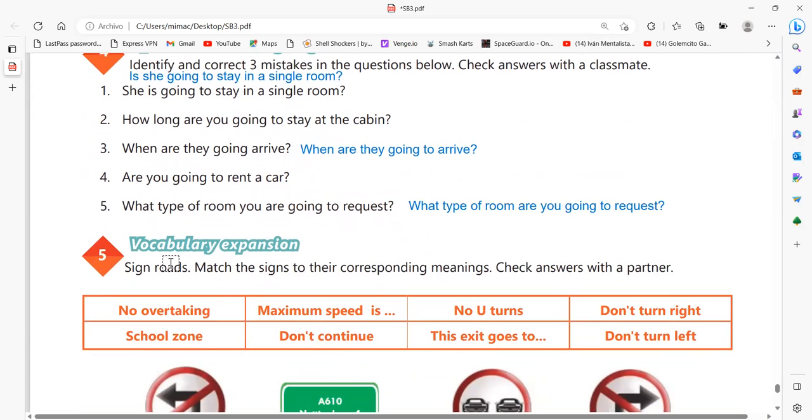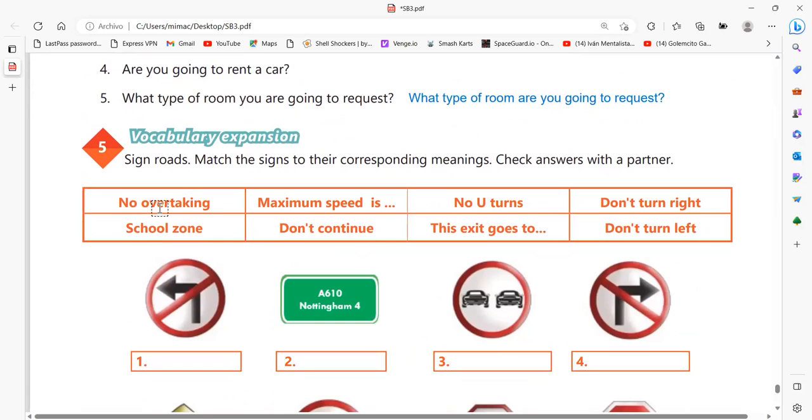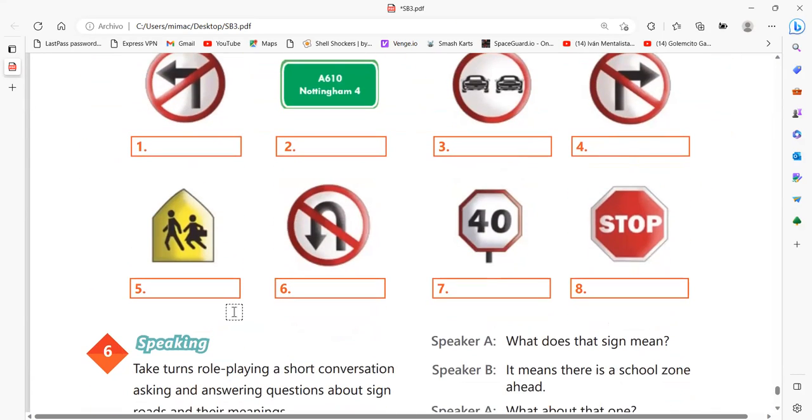Now let's expand your vocabulary. Vocabulary expansion: road signs. You have to match the signs to their corresponding meaning. Check answers with a partner. No overtaking. School zone. Maximum speed is. Don't continue. No U-turns. This exit goes to. Don't turn right. Don't turn left. So you have to label all of them.